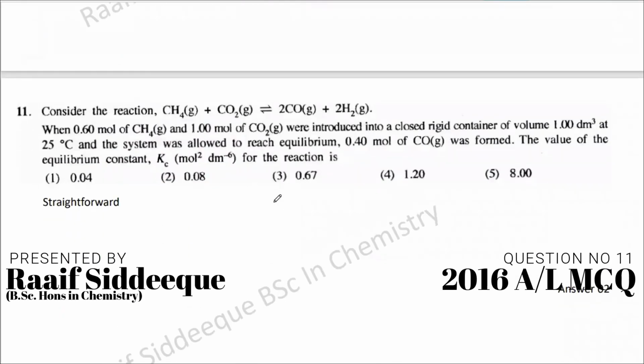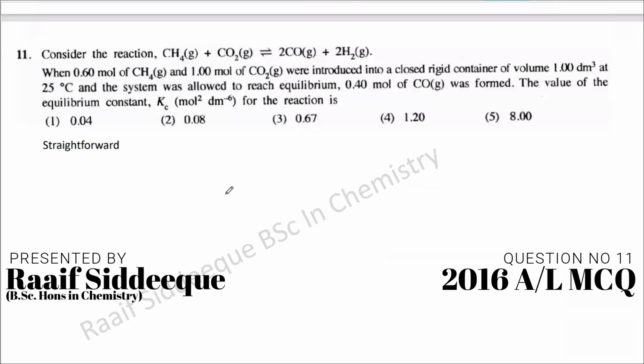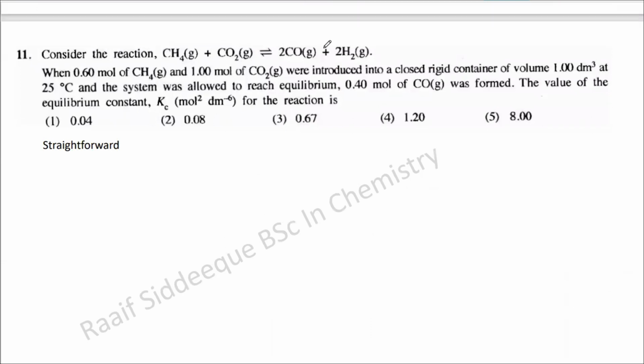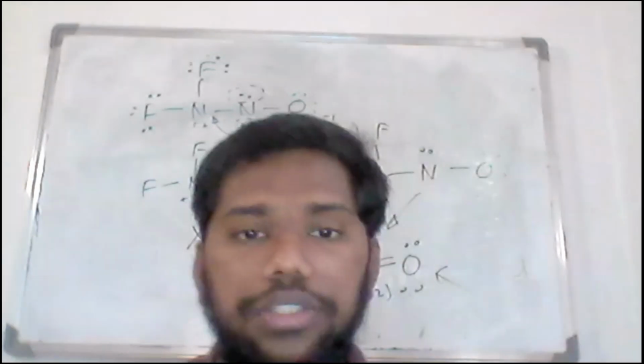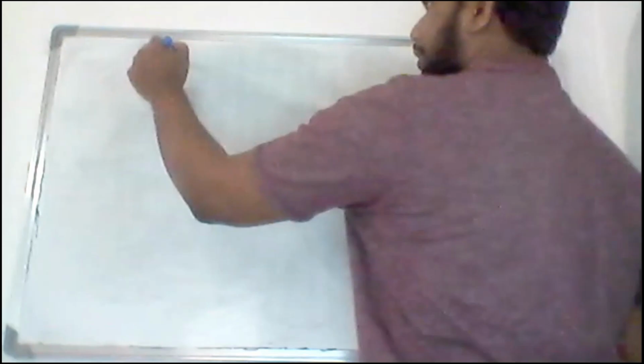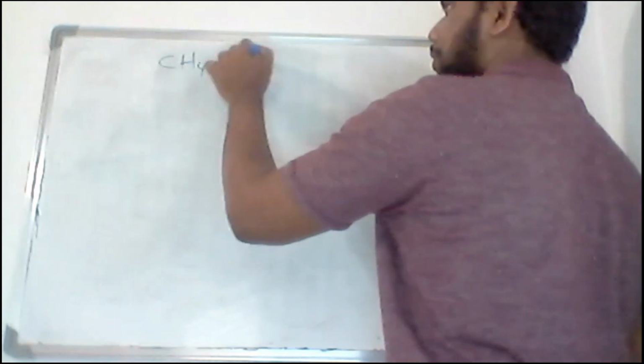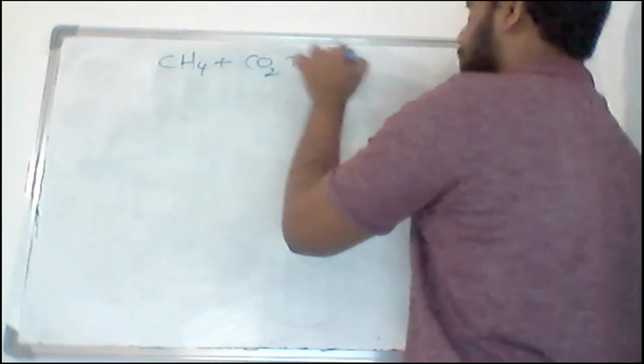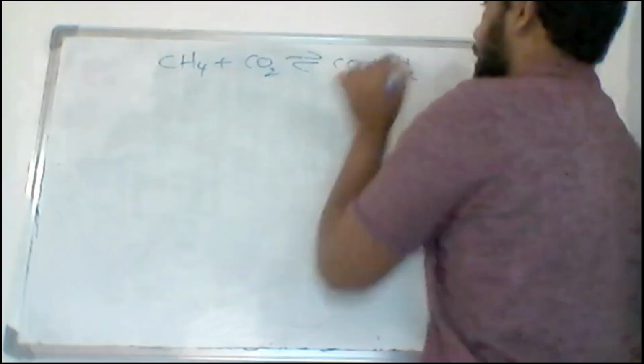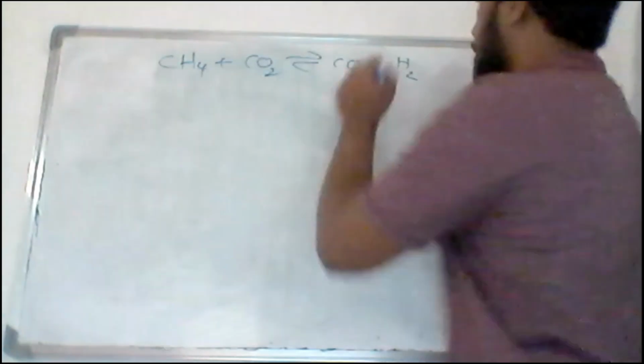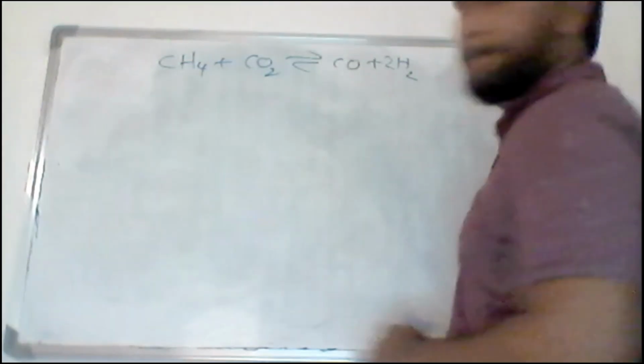So we'll move on. Consider the reaction that is given here, CH4 + CO2 giving carbon monoxide and hydrogen. Again, I will use the board to discuss this question as well. So we have a reaction that is given: CH4 + CO2 in equilibrium giving 2CO and 2H2.